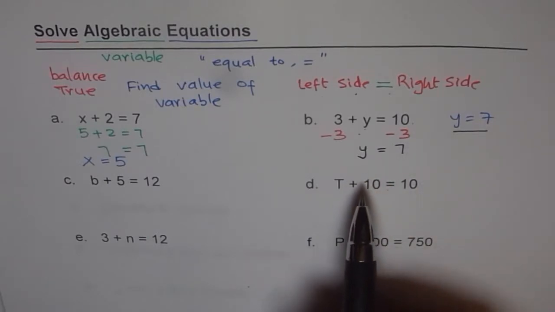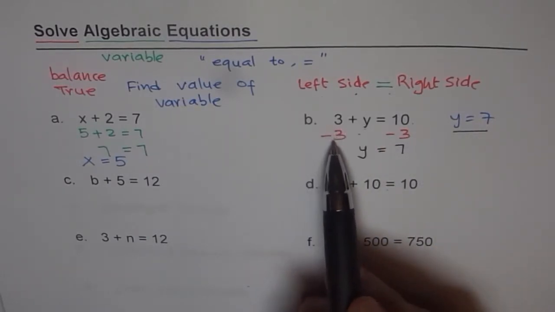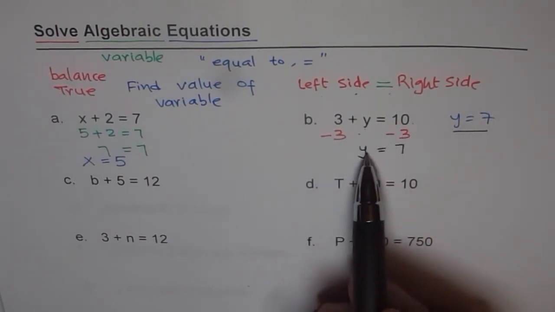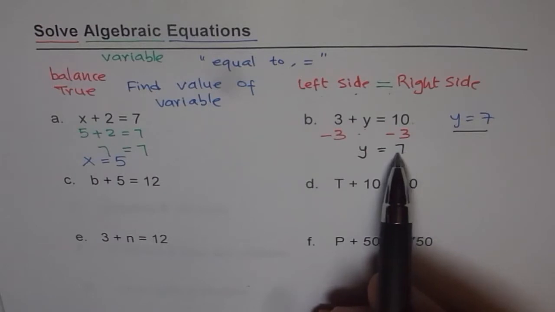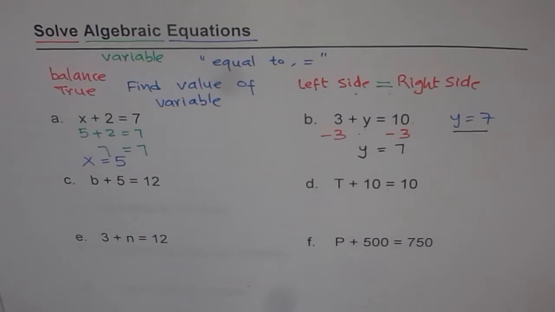So when there is a number added to a variable, it is good practice to take away that number from both the sides. That way we get equivalent equations. So these equations are equivalent to the previous one, and they help us to get a solution. Okay, we'll follow this method once again and then see how it works, right?